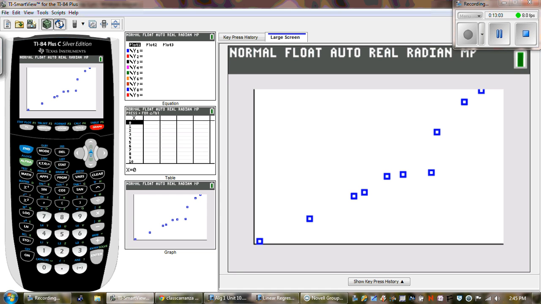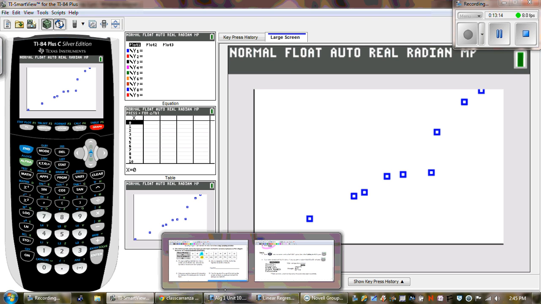Describe the correlation between the two variables. So what's going on? Is it positive or is it negative? Okay, it's positive. And is it strong? Is it weak, moderate, perfect? I'd say this is pretty strong. Okay, the points are really, really close.